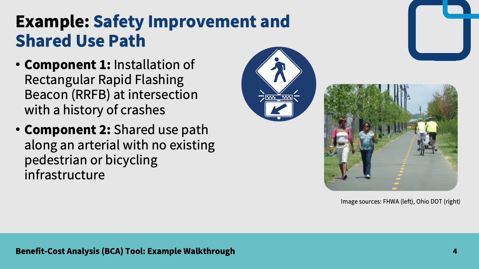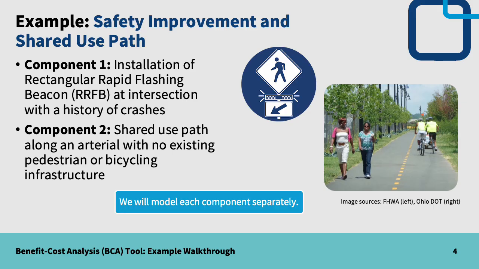Let's say there's an intersection with a history of crashes. To address this, state and municipal planning partners would like to install a rectangular rapid flashing beacon, or RRFB, and want to know whether the project would be of net benefit. Additionally, the community is considering building a new shared use path for people walking and biking along the same arterial corridor. Because the tool is designed for one project at a time, this example will involve two versions of our spreadsheet and then adding results up at the end.